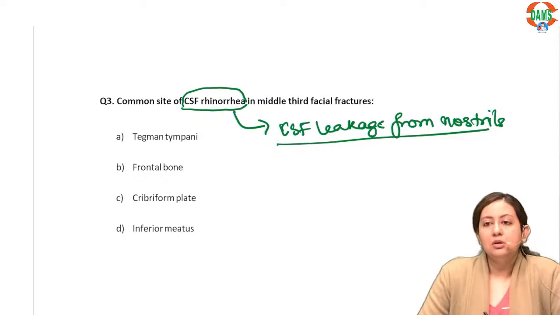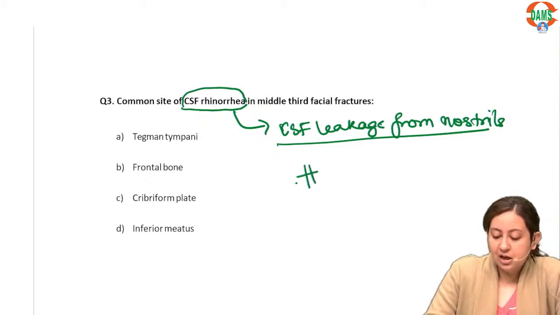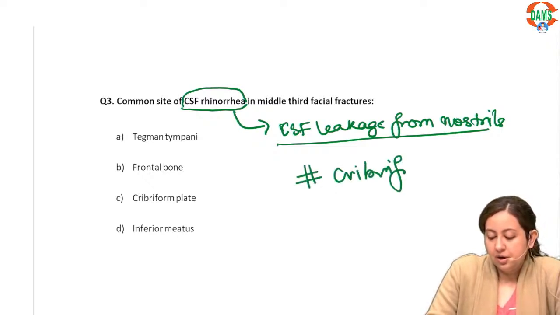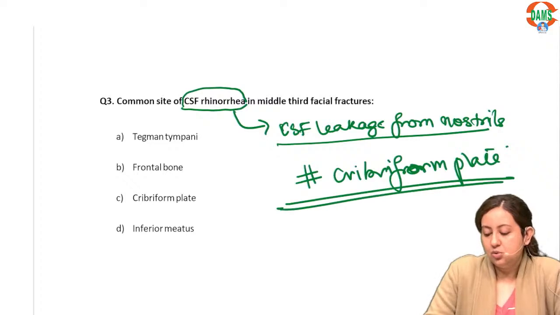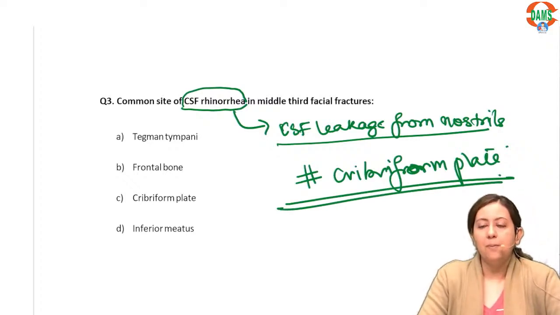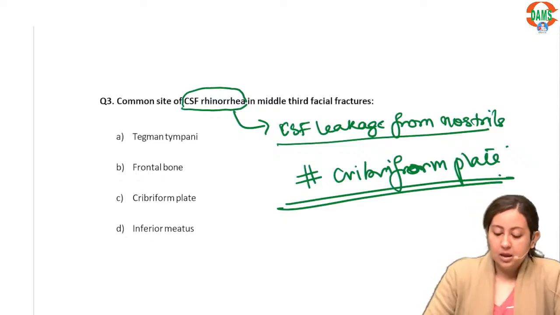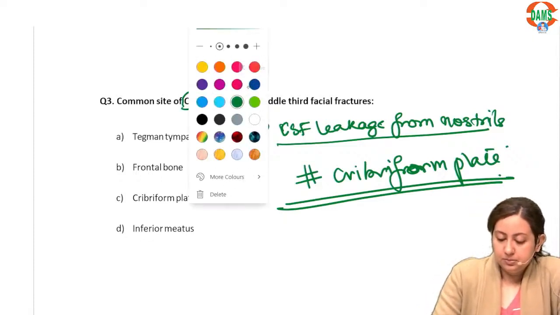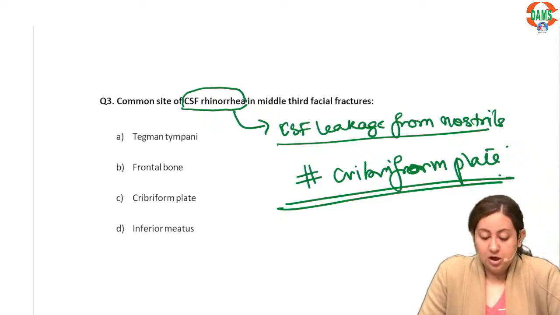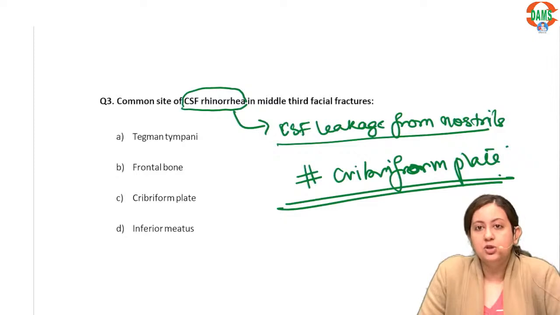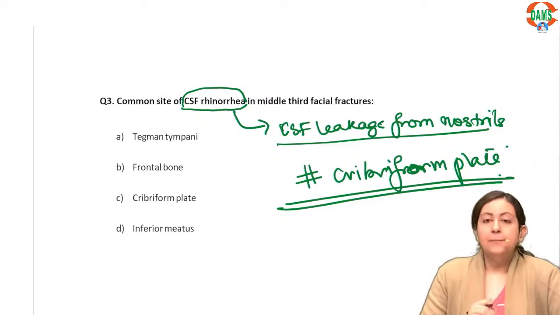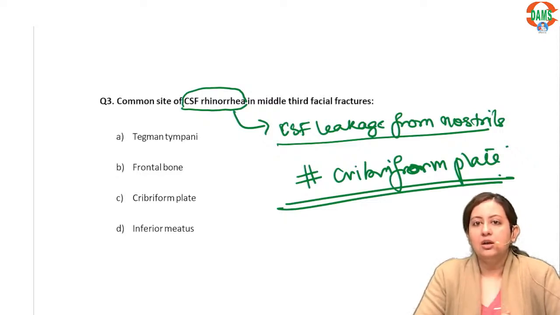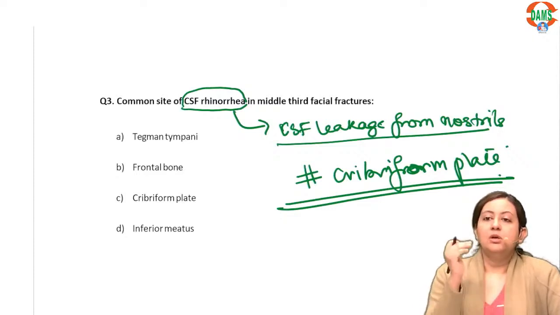Now, if the CSF leak is due to middle third facial fractures, it is always due to the fracture of cribriform plate. So here the options are tegmen tympani, option A, option B frontal bone, C cribriform plate, and D inferior meatus. Please do not confuse between frontal bone and cribriform plate.